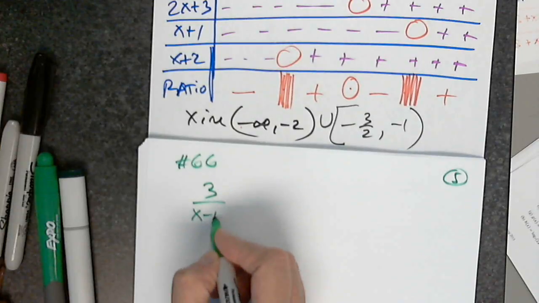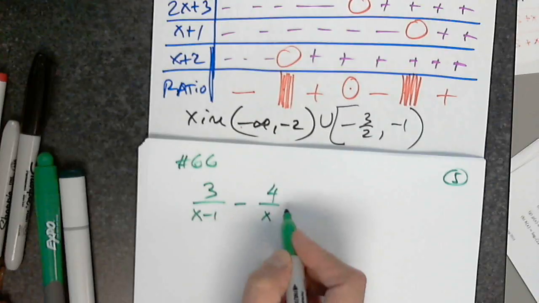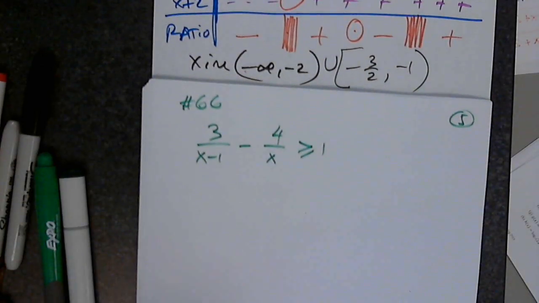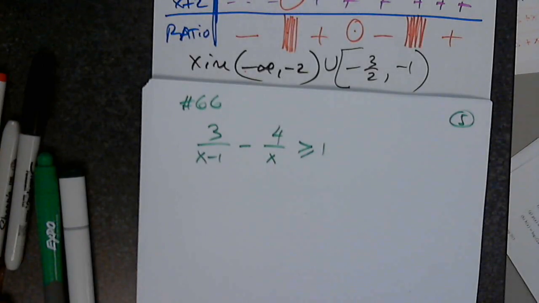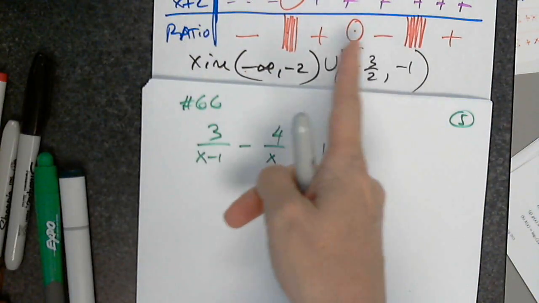So 3 divided by x minus 1 minus 4 divided by x is greater than or equal to 1. Okay, what is my first thought? What kind of inequality is it? Rational. I know that if I want to use the chart, this is not the only method, but I want to have 0 on one side and a product or a ratio on the other. I'm not asked for the domain. There is no need, because this will tell me the domain.